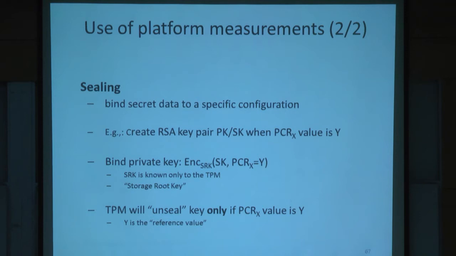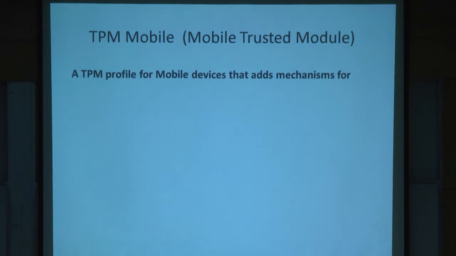So when TCG became interested in the mobile space, they started a working group called the TCG Mobile Working Group, and they wanted to see how these TPM specifications can come to mobile devices. They had to deal with a bunch of issues or problems, and this brittleness is one of them. To answer this, they created a new specification called Mobile Trusted Module, also called TPM Mobile.